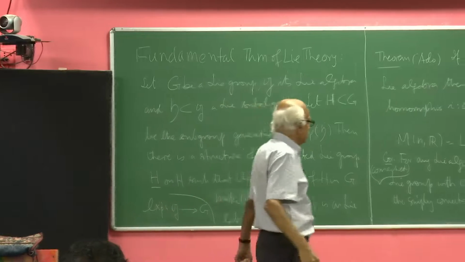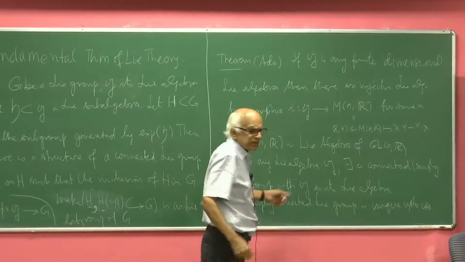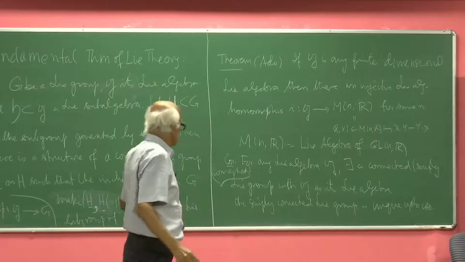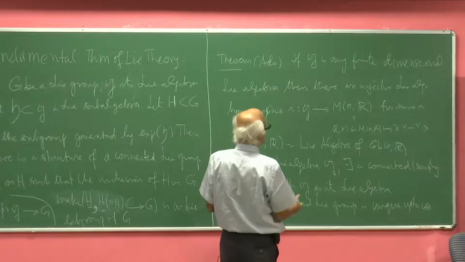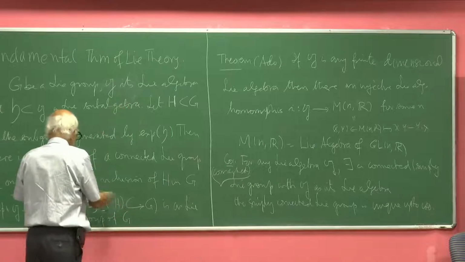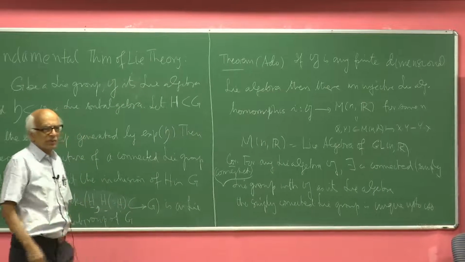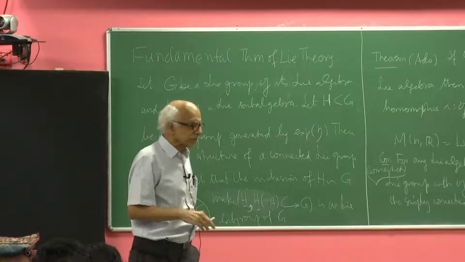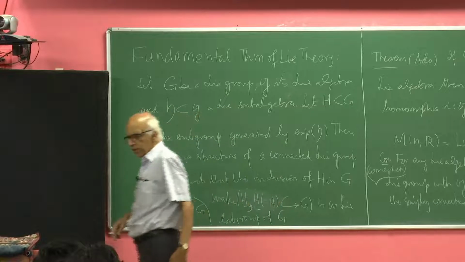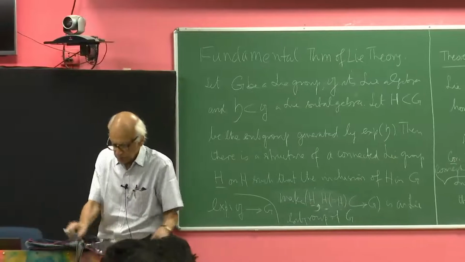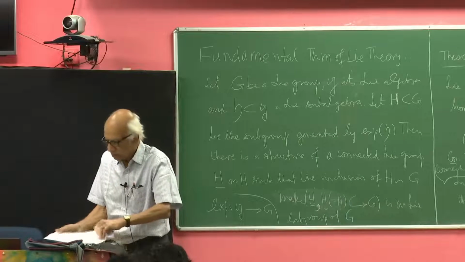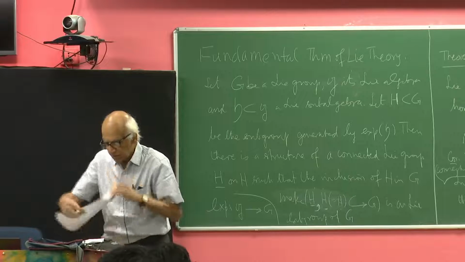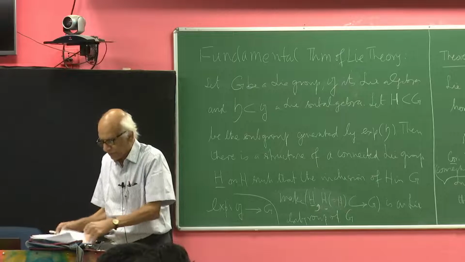So one has to make this kind of fuss, otherwise there can be confusion. But in future, I'm not going to make that fuss. I will simply write H both for this pair and the group H itself. And of course, if there is a possibility of the topology being different, I'll mention it in the context. That is a theorem which I didn't state last time, but I mentioned it as the fundamental theorem of Lie theory.